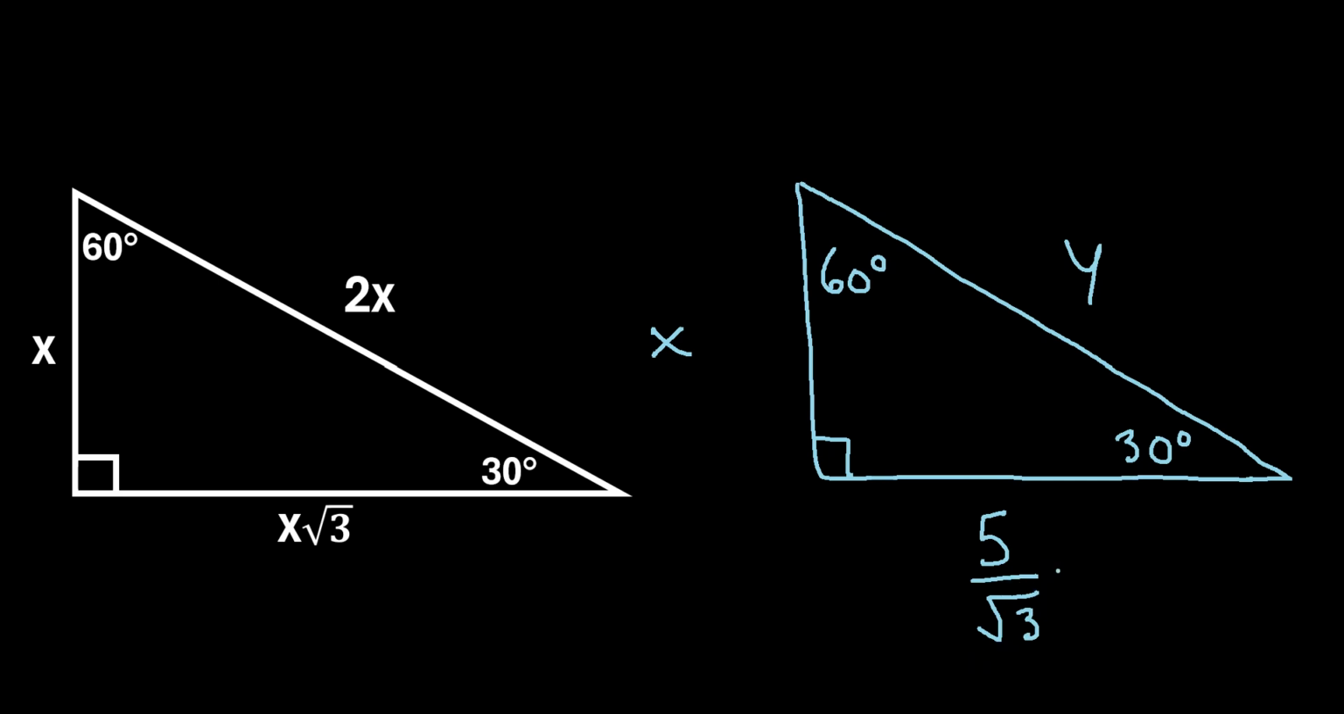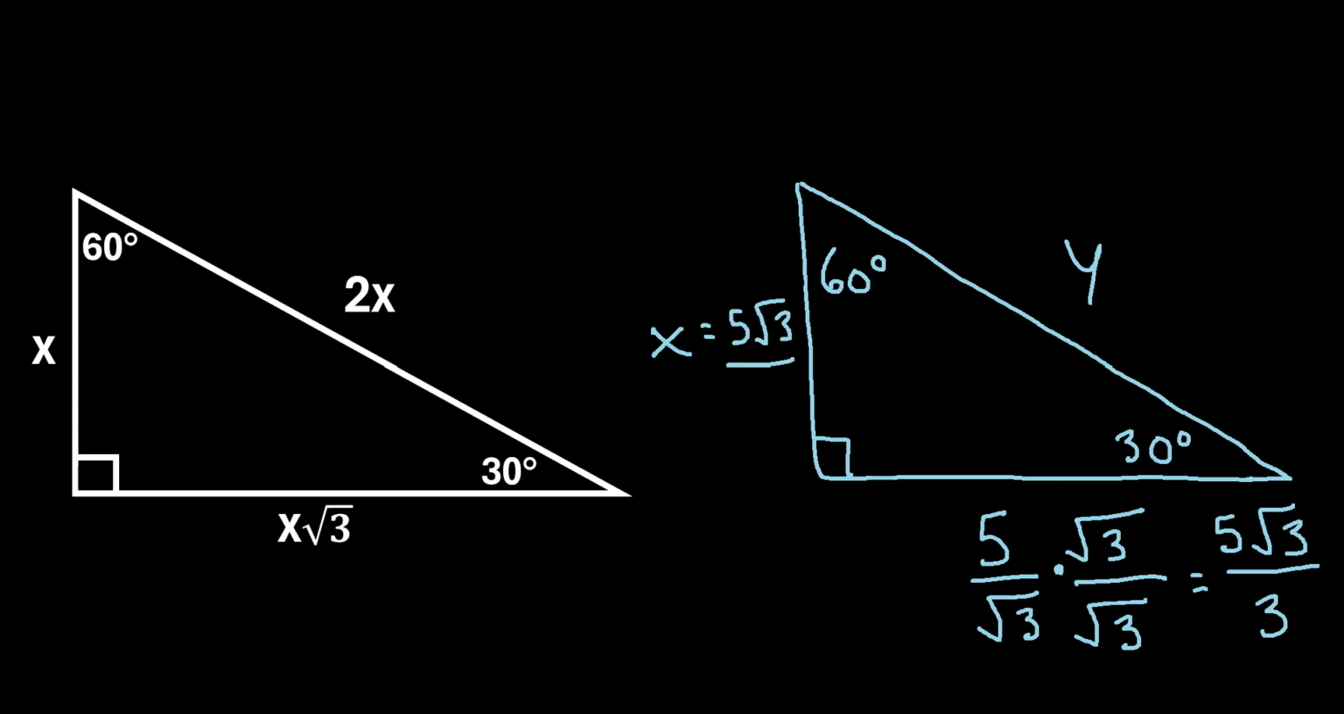So the way that we do that is we multiply both the numerator and the denominator by whatever this radical is. So we'll multiply the numerator by the square root of 3 and the denominator by the square root of 3. So when we do that, in the denominator we get square root of 3 times the square root of 3, that's just 3. And in the numerator we get 5 times the square root of 3. So this is what x is equal to, 5 root 3 over 3. It's kind of ugly, but we can just leave it like that.